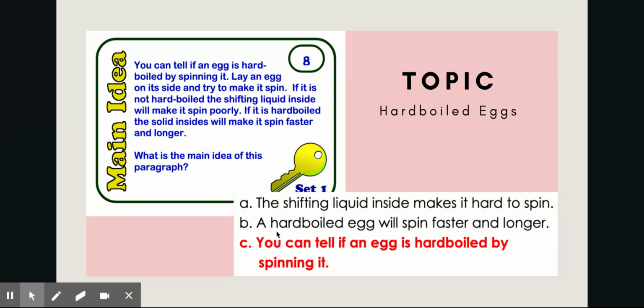That is not what the entire reading is about. Again, that's a specific fact. And a hard-boiled egg will spin faster and longer. That's true. But that's not what the entire reading is about. They want to talk about the entire reading. What the author wants you to know is how to tell if an egg is hard boiled. You do it by spinning it.